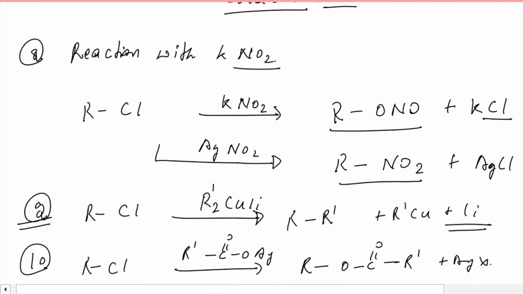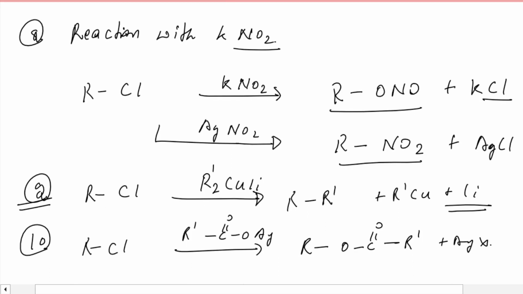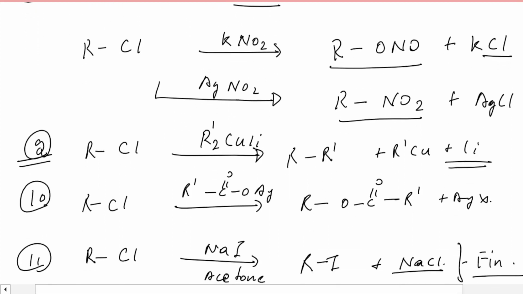Then reaction with KNO2. RCl reacts with KNO2 to form RONO, that is alkyl nitrite. With AgNO2, nitroalkane is formed. Next is Corey-House synthesis, reaction with R2CuLi, generally used to prepare unsymmetrical hydrocarbons. The tenth reaction we have studied is reaction with the silver salt of carboxylic acids.